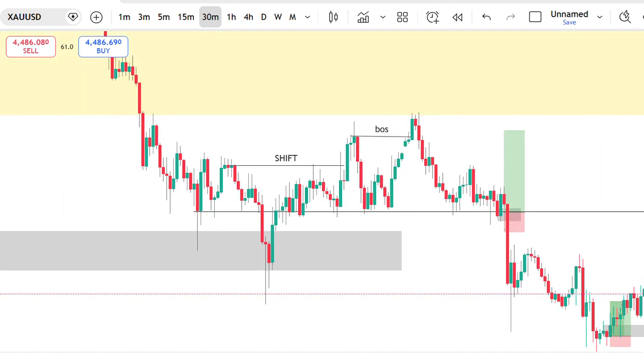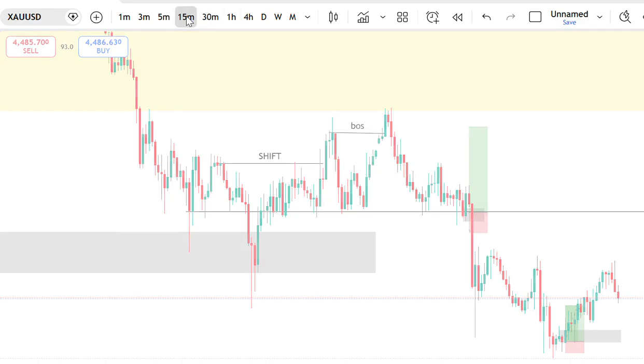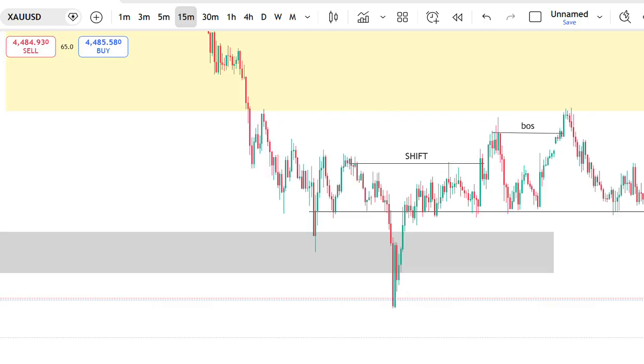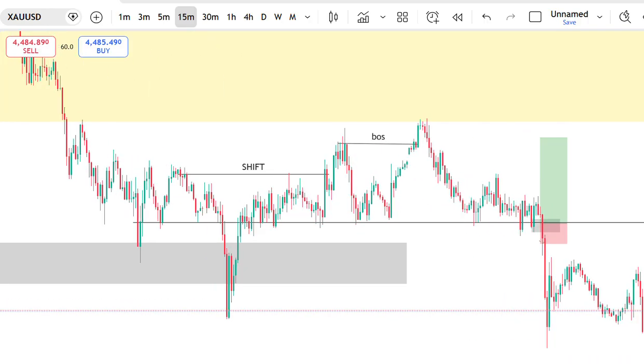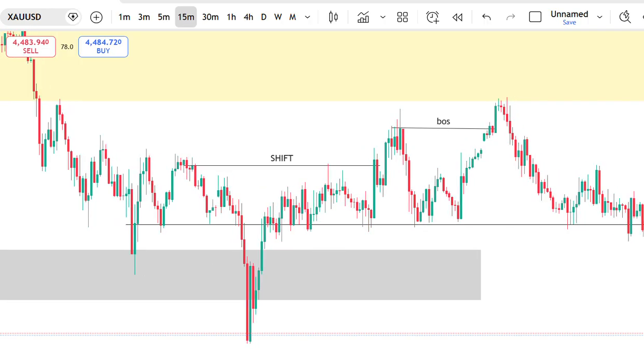Now in the 30-minute time frame, as you see, the market just came here and tapped the zone. As I said, it gave us this part. Now after it, I wait just here. Now let me take you to 15 minutes. 15 minutes is always my entry time frame.